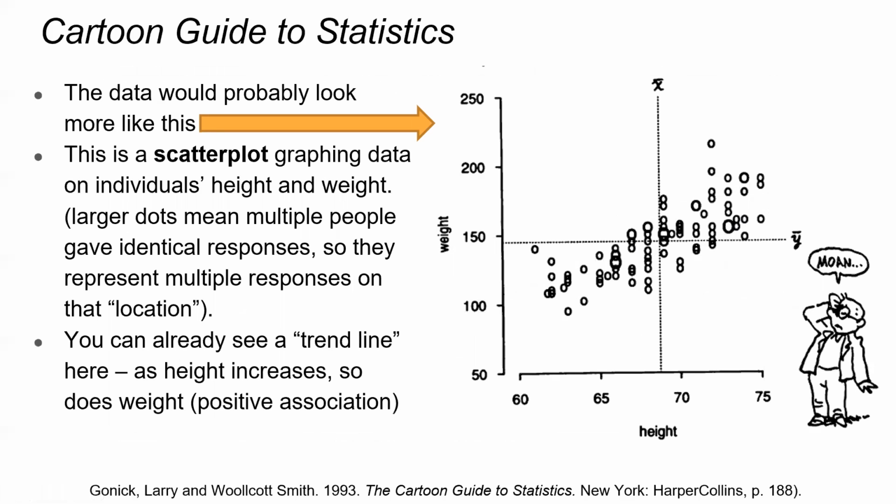Because those represent multiple responses at that location. You can see a trend line here, possibly, through the data. And it does seem that as someone's height increases, their weight increases. Not a perfect relationship, certainly a lot messier than the one we saw before, but we can see the data is generally making this positive trend. So we'd expect there to be a positive correlation between these two variables, a positive association.